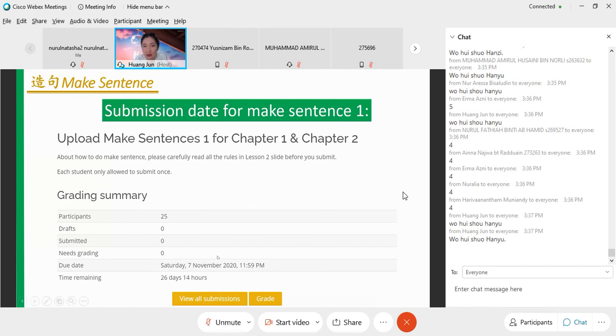Then the submission date, you can check your online learning. Make sure you submit before the due date I provided for you. Okay. Make sure you submit before the submission date. If you submit late, that will affect your final marks.